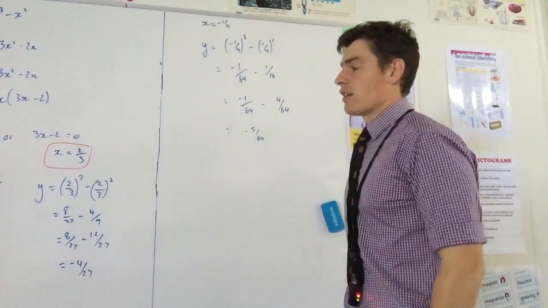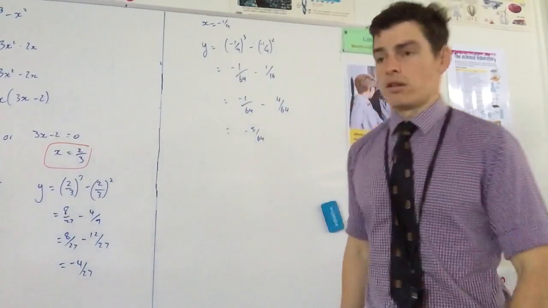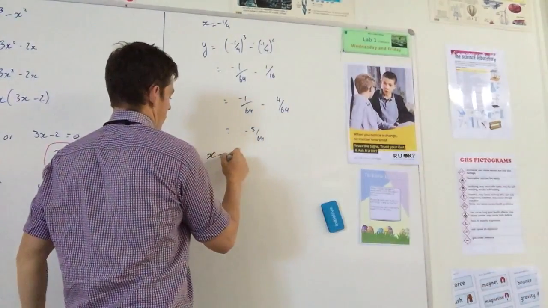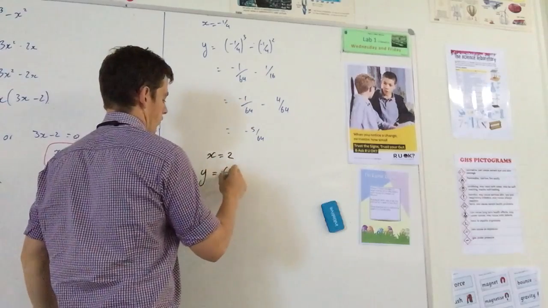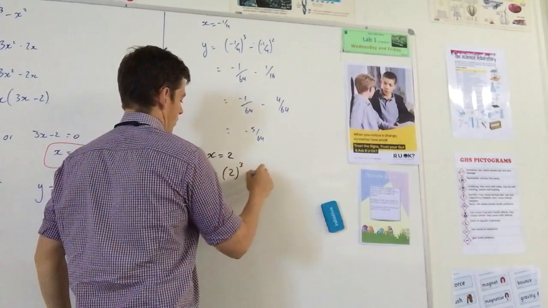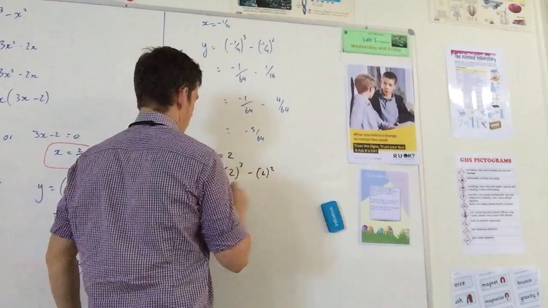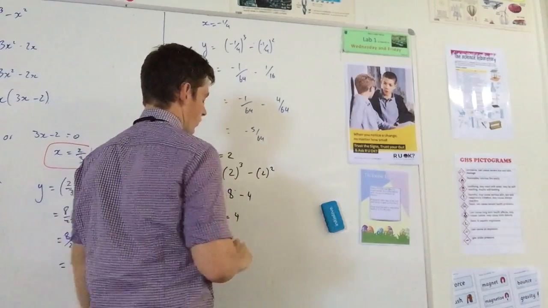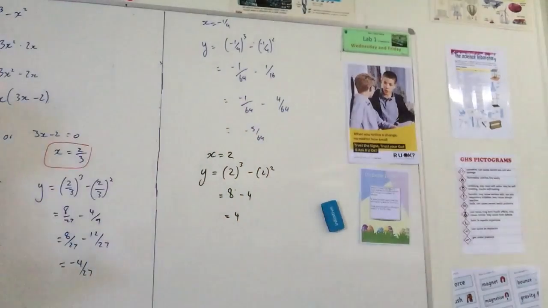So I've looked at my negative border, now I need to look at my positive border. I'm going to let x equal 2. So x equals 2 now. y equals 2 to the power of 3 minus 2 to the power of 2, which equals 8 minus 4, which equals 4. So let's come back to my graph.